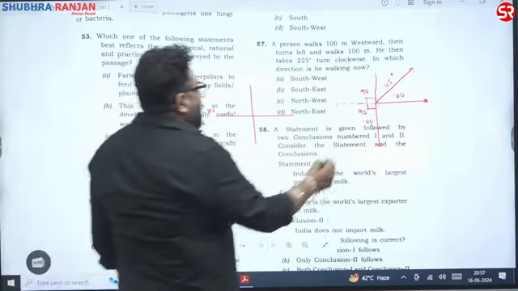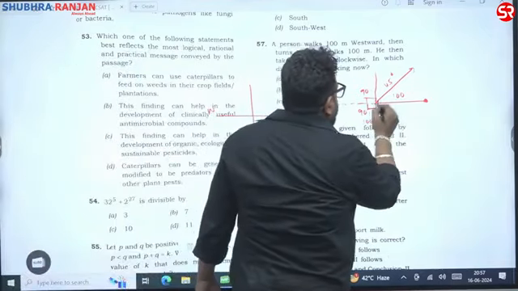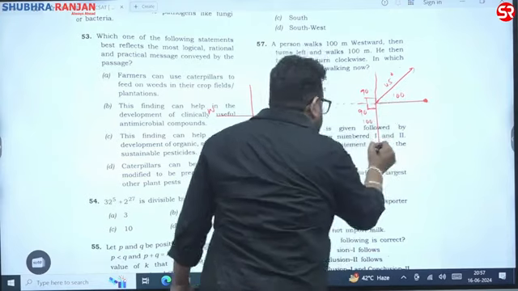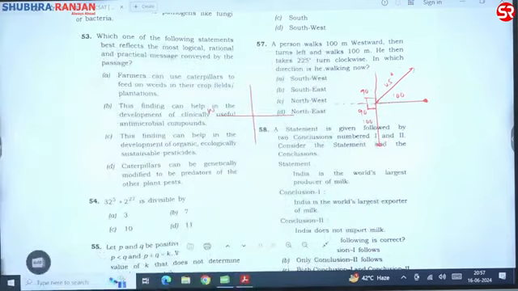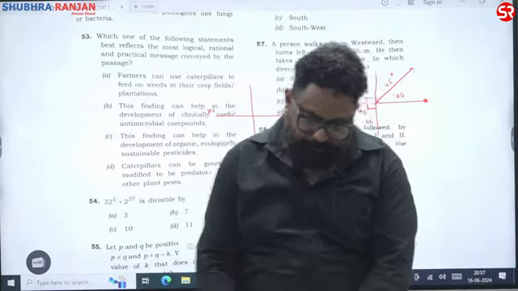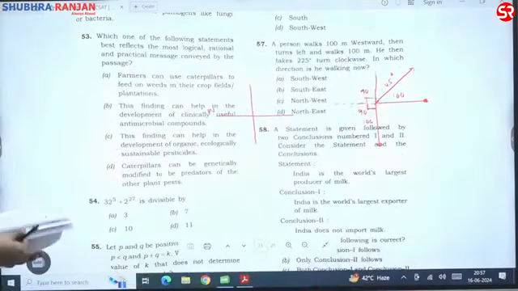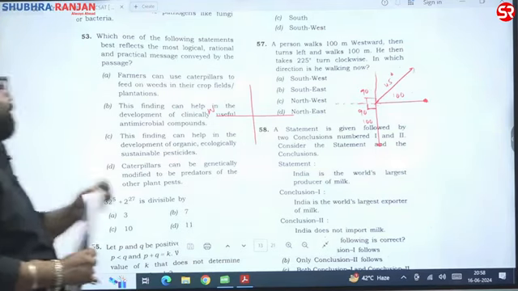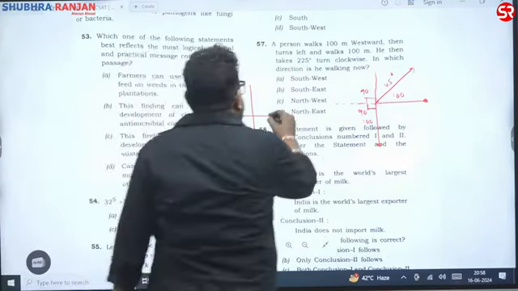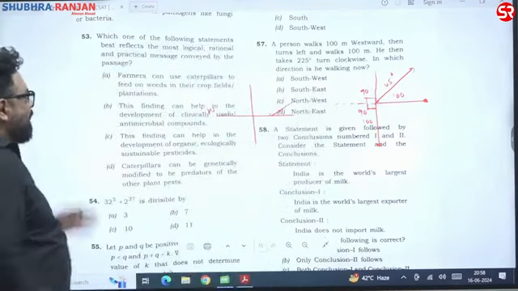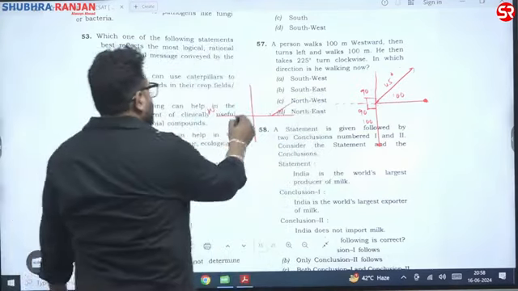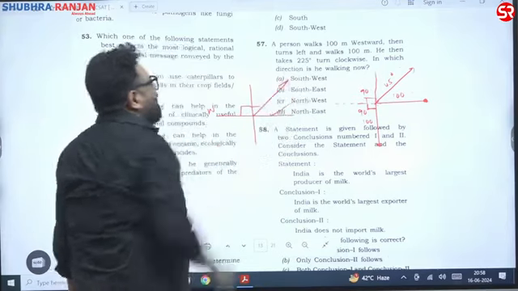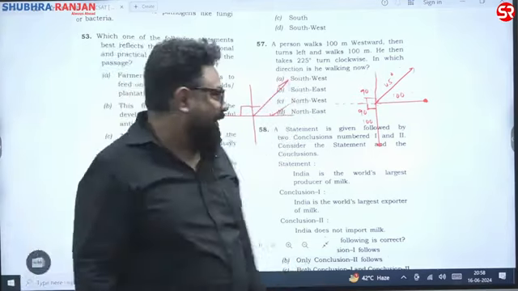Look, from here he went west, then goes down, isn't it? Which direction would this be? Check it, guys. Northeast, isn't it? West, so north, north, northeast. So this is your northeast direction. Clear?